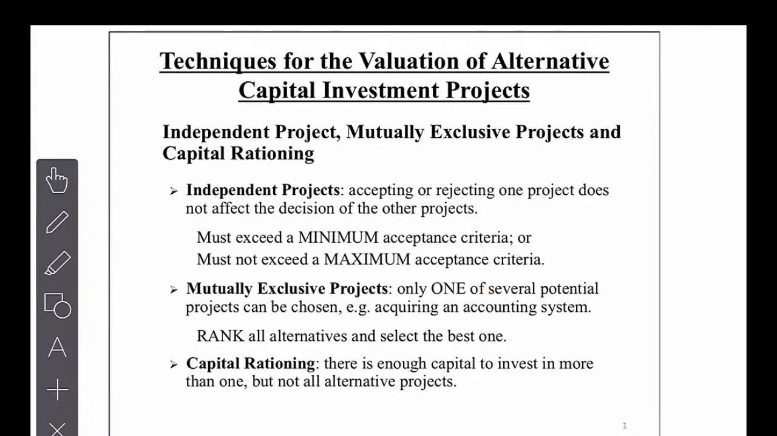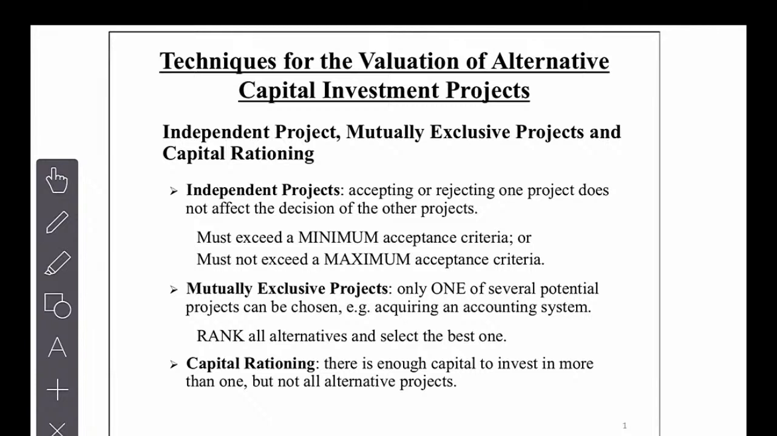So mutually exclusive projects means you can only afford one. So you would rank them using whatever metric you chose, and then you select the one that's the best. It could be the highest NPV. It could be the highest internal rate of return. So these are the things I'm going to discuss.